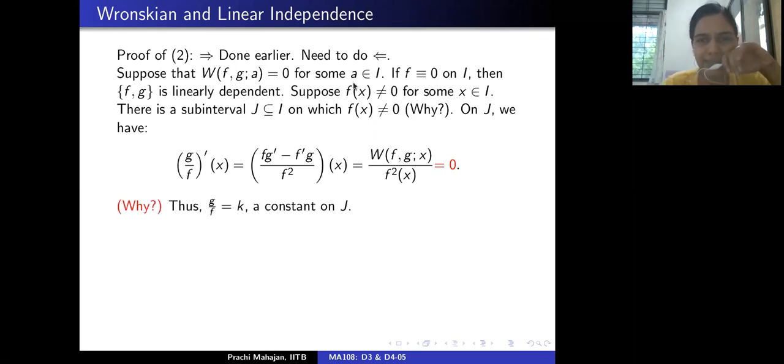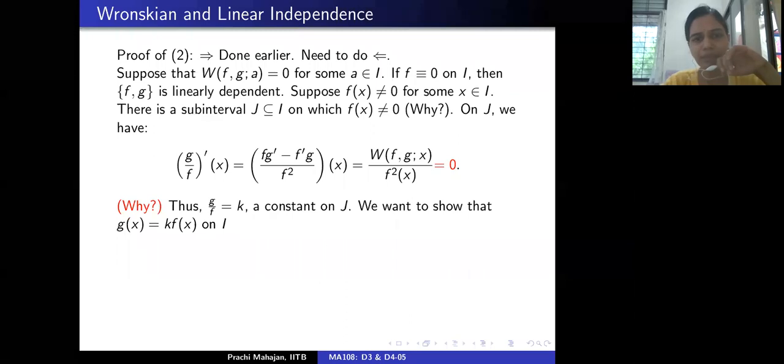So what does it say? This says that the derivative of g by f is 0 throughout the interval J, which means that the function g by f must be a constant, which I am denoting by k on the interval J. Correct? So what is it that I have? f is a constant multiple of g on the interval J. What is it that I am required to prove? I am required to prove f must be a constant multiple of g throughout the interval I, correct? So I'm still not done, right? There's something more here to be done. So how do we do that?